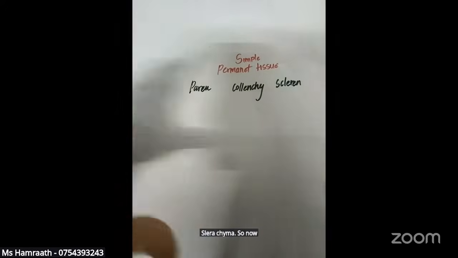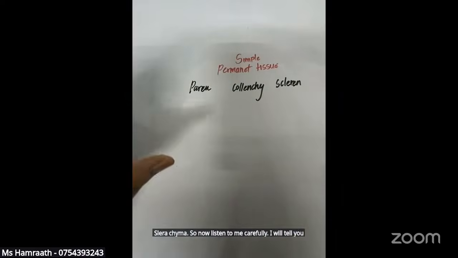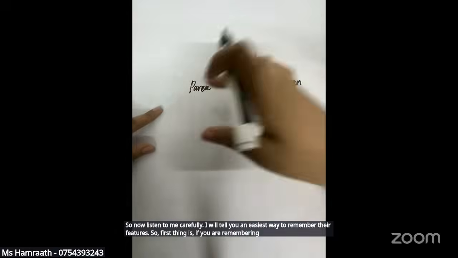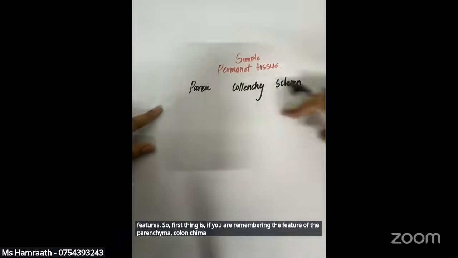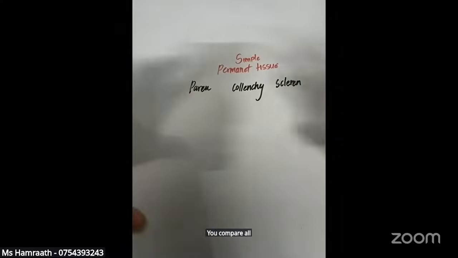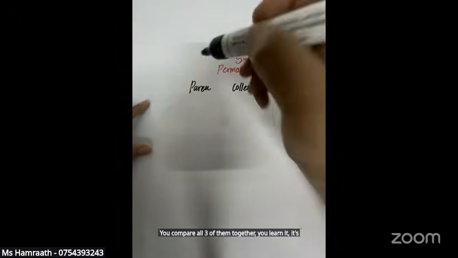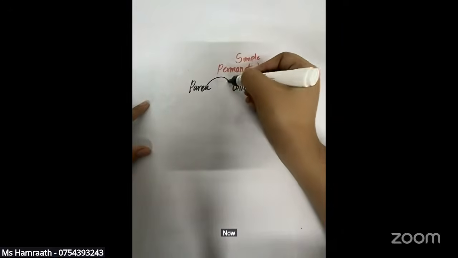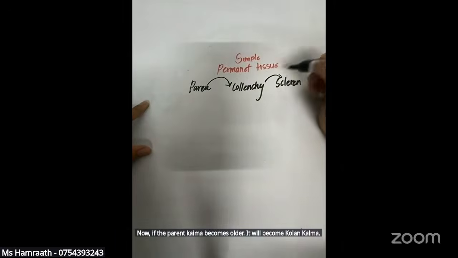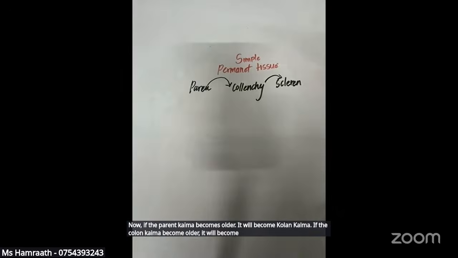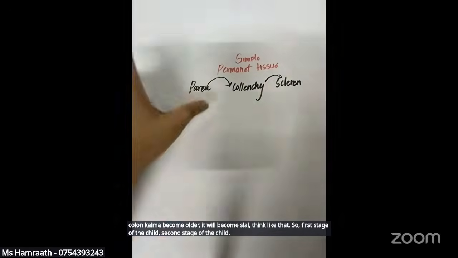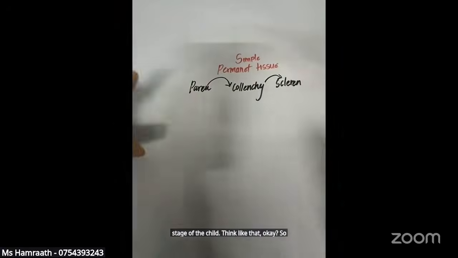Now listen to me carefully. I will tell you the easiest way to remember the features. When you remember the features of parenchyma, collenchyma, and sclerenchyma, always compare all three together and learn. It's very easy. Think like this: if the parenchyma becomes older, it will become collenchyma. If the collenchyma becomes older, it will become sclerenchyma. Think of it as first stage, second stage, third stage of a child.